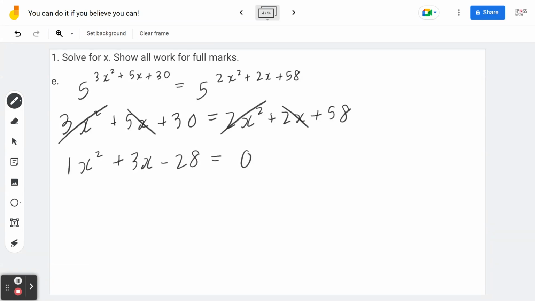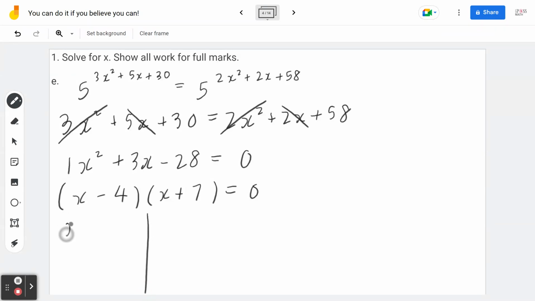Again, this goes back to simple factoring. When you think about x squared plus 3x minus 28, x squared becomes x times x. When you think about the factors of negative 28, that's going to be negative 4 times positive 7, because negative 4 plus 7 will give you 3 back.